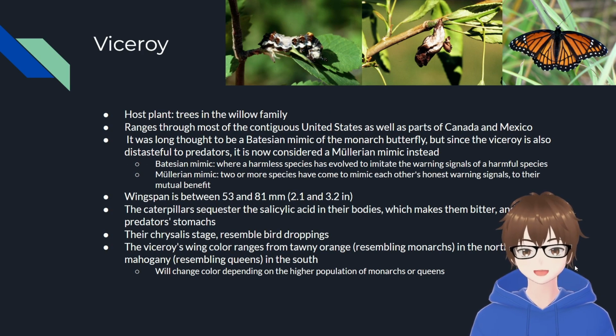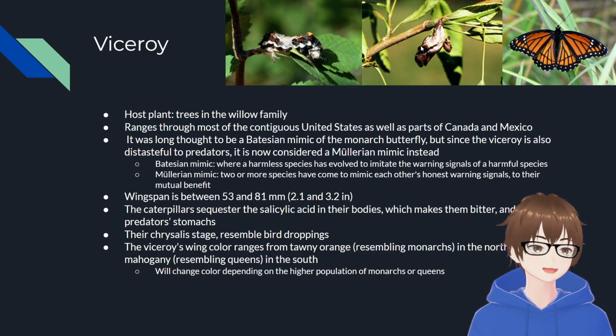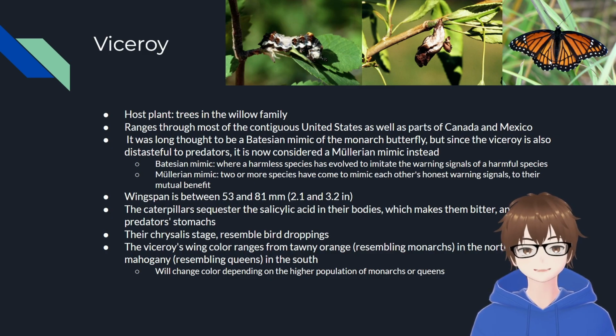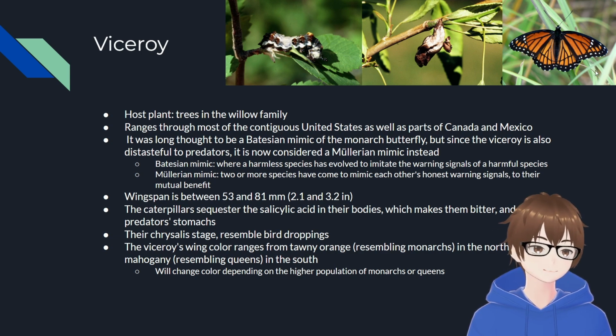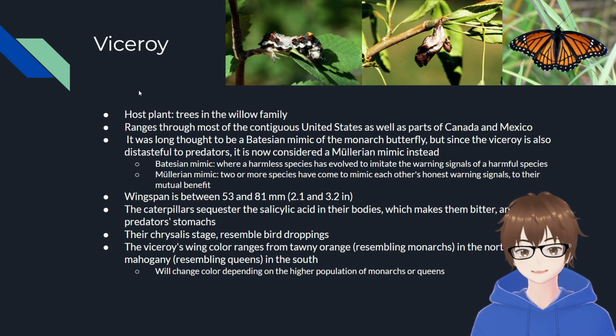So, one of these species is the viceroy butterfly. Its host plant is the trees in the willow family, so willow trees. And you can see a picture up above. I have on the very far side here a caterpillar, kind of looking like bird droppings. Same with the pupa form, the chrysalis. And then the viceroy actually resembles a monarch. It ranges through most of the United States as well as parts of Canada and Mexico.